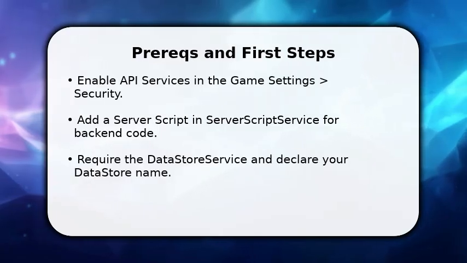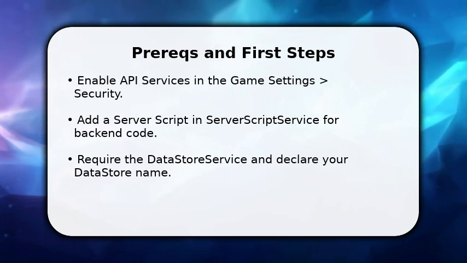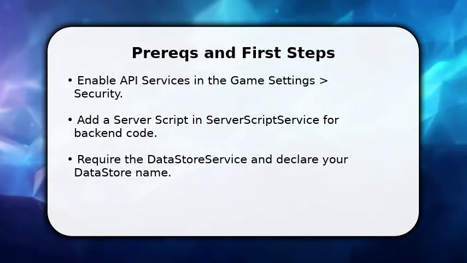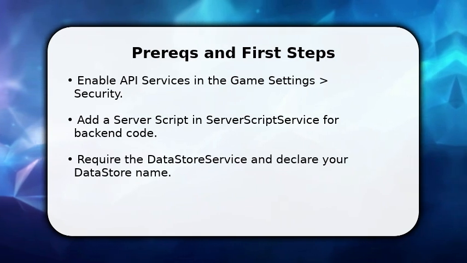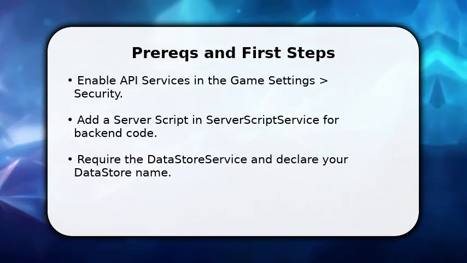You start by confirming prerequisites, enable API services, and prepare server script service. Next, create a new server script. This is where you run saving code securely.